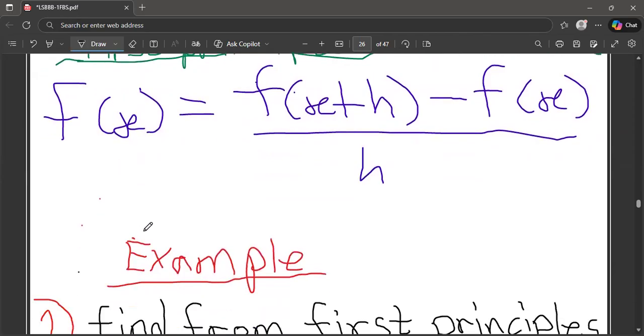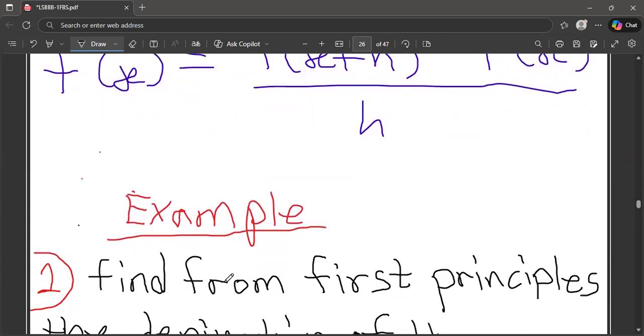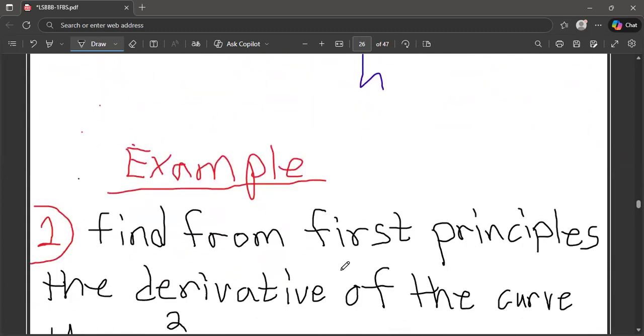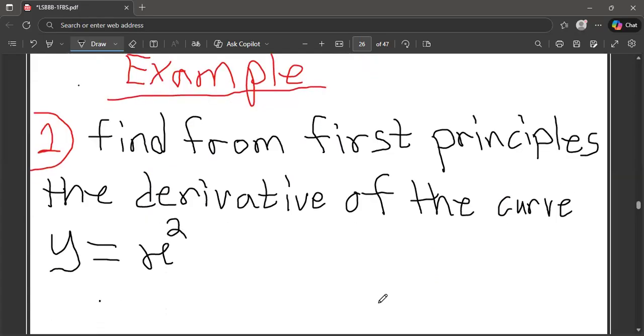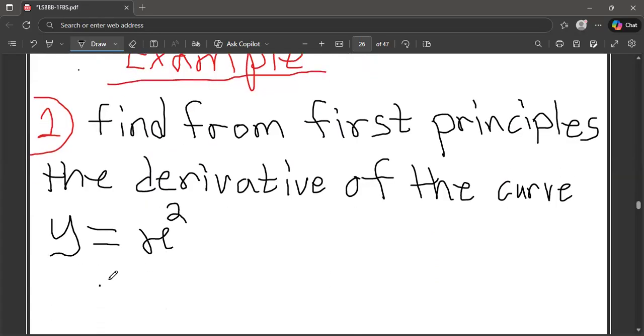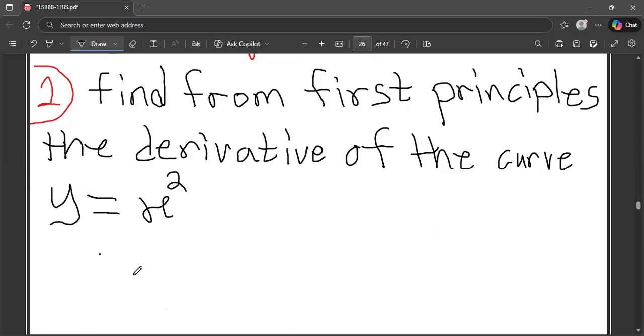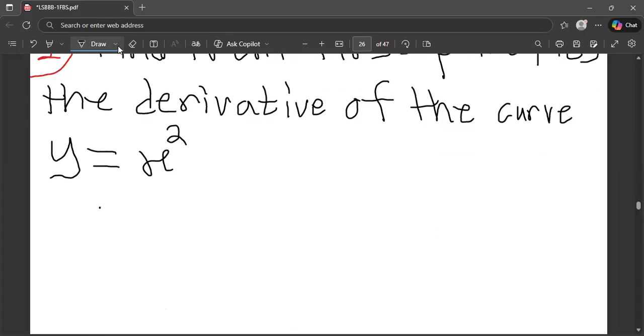So an example is this question. The question says: find from first principle the derivative of the curve y is equal to x exponent 2. Excellent. So let's see how we can solve this problem from the first principle I just spoke about. So this is the solution in short.